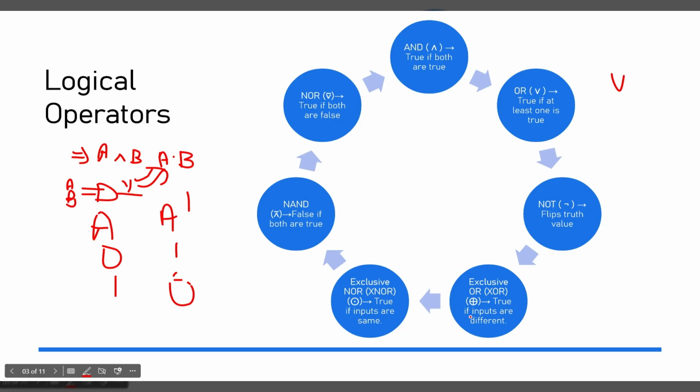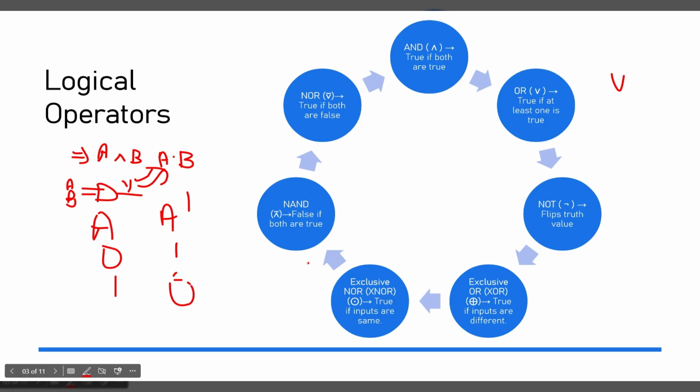Now XOR gate, exclusive OR gate, it will give true if inputs are different, otherwise it will give false. Means if inputs are same, it will return false, and it will return true if inputs are different. Now XNOR gate is nothing but NOT gate combined with XOR gate, and it is the inverse of XOR gate. It will give true if inputs are same, otherwise it will return false.